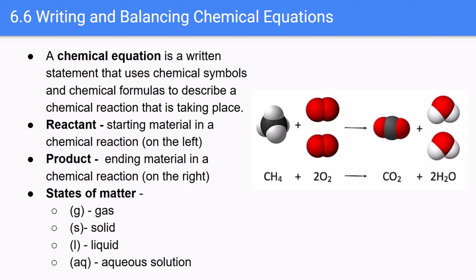The arrow is representative of the term yields or produces, so everything on the left is your reactants, that is what we have prior to our reaction, and what we have on the right-hand side of the arrow is our products, or what we have at the end of a chemical reaction.